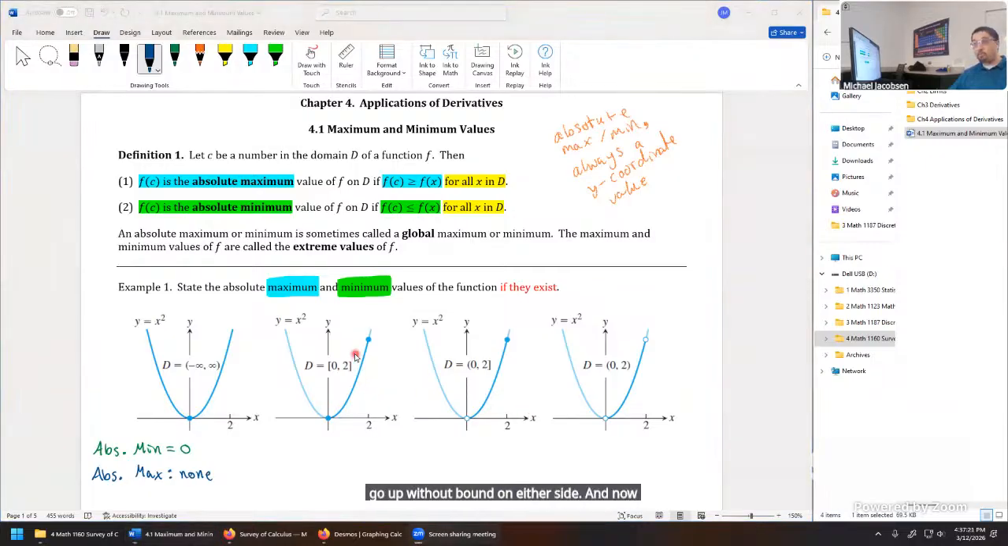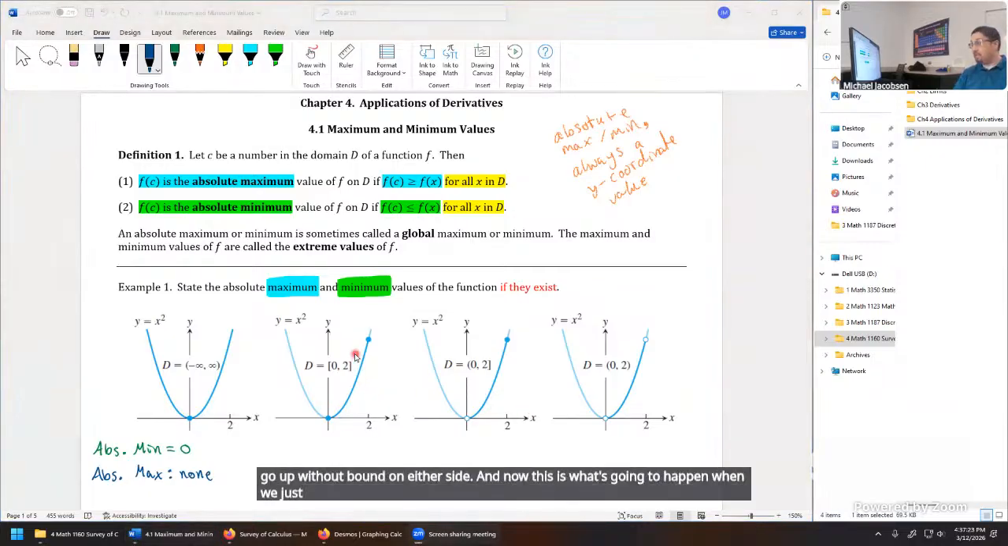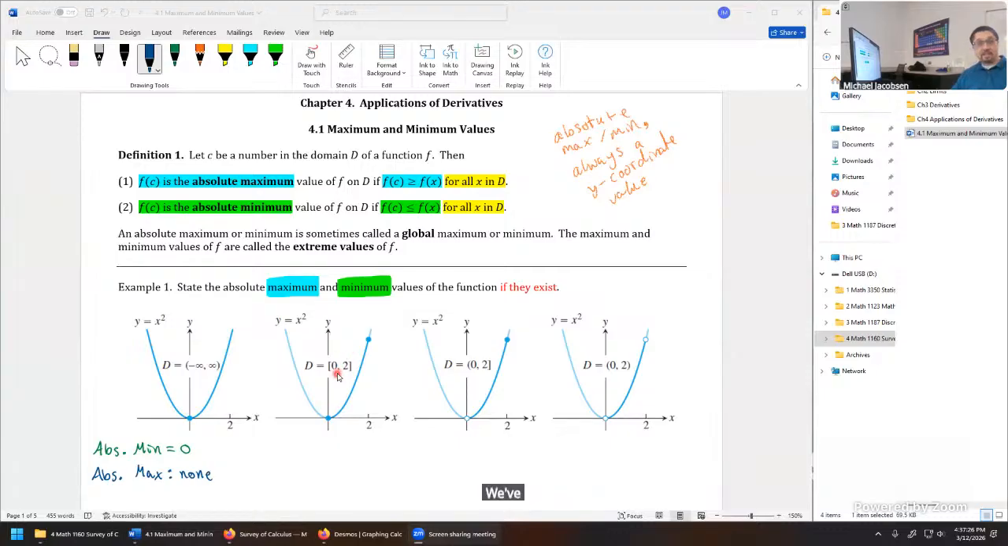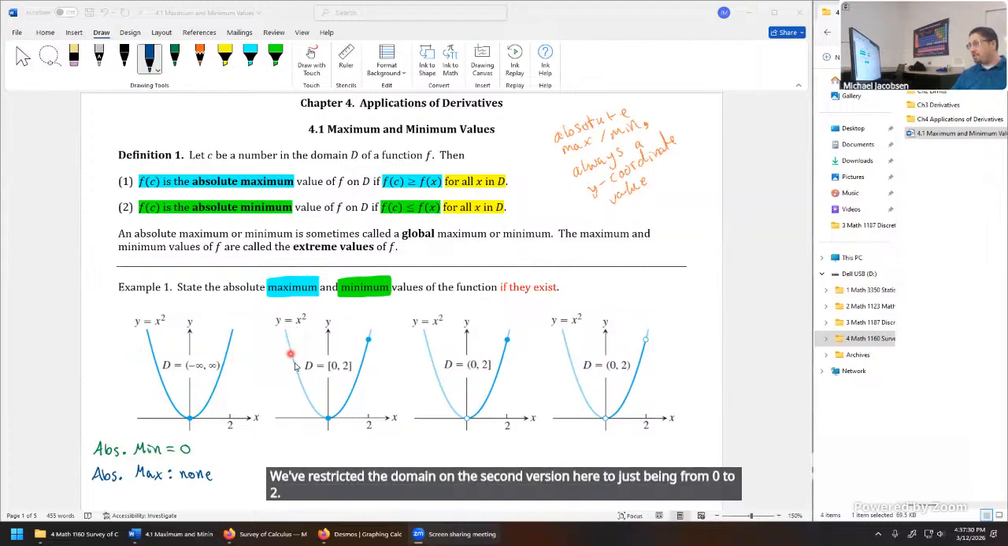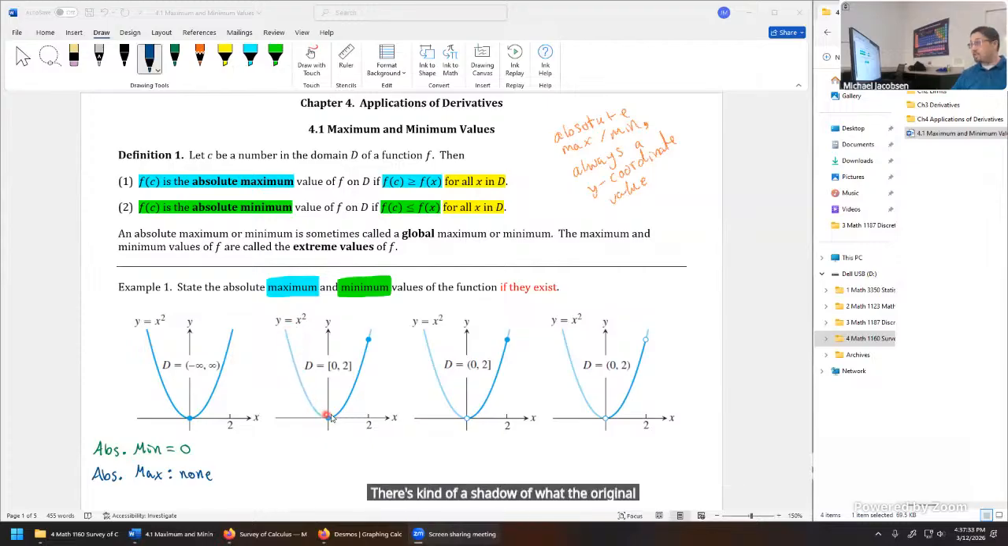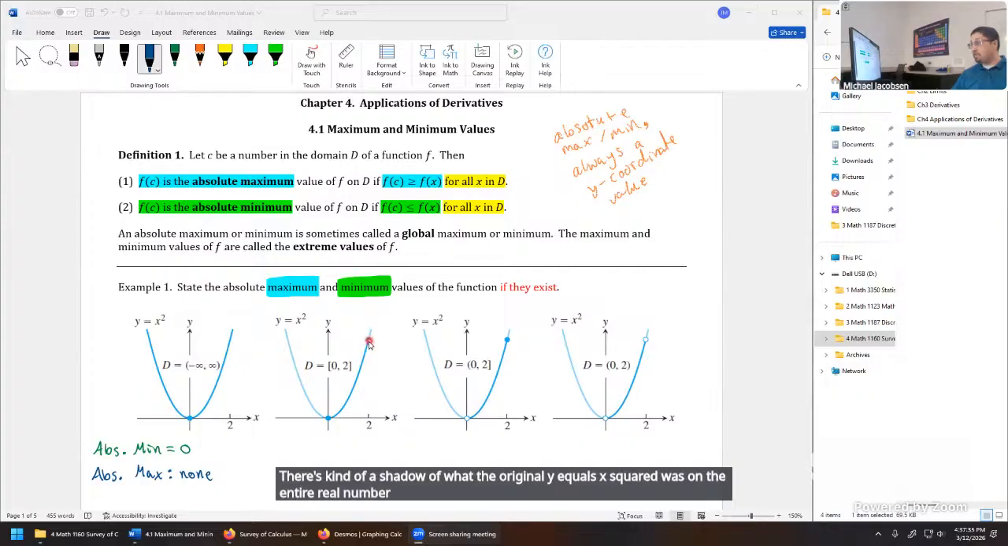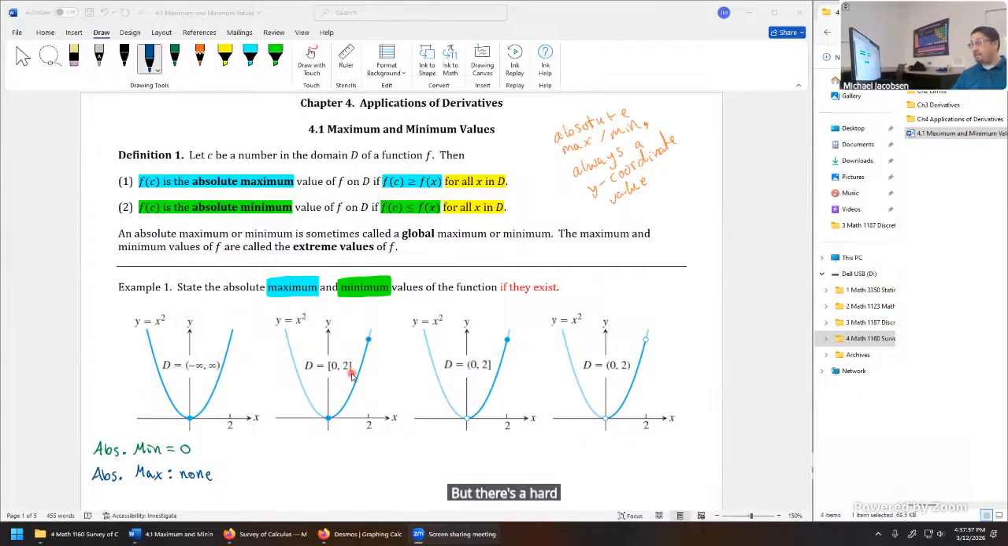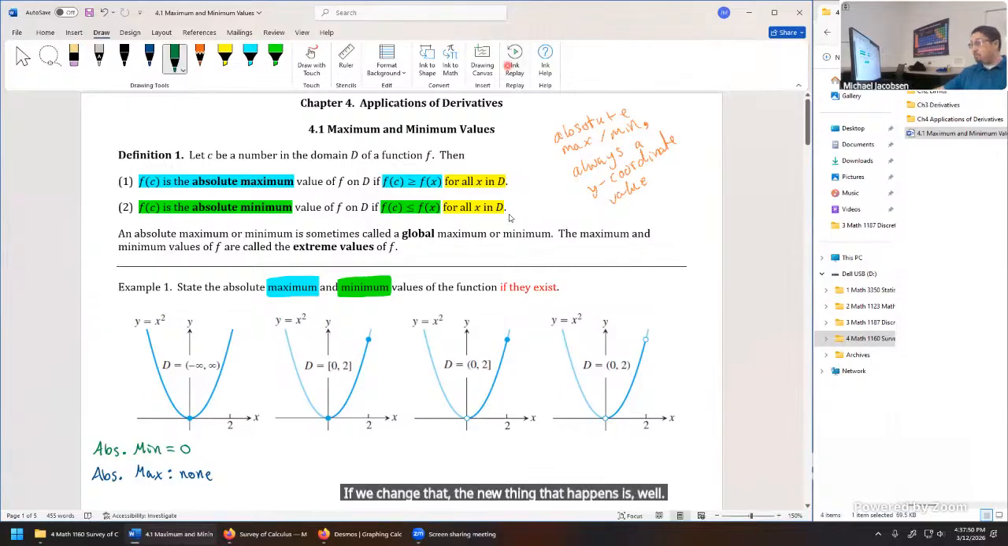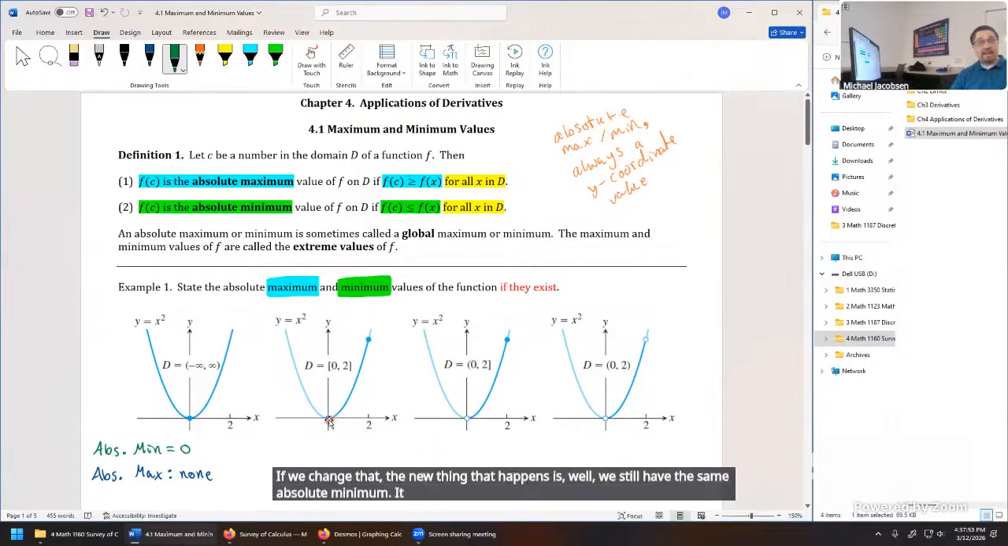And now this is what's going to happen when we just change the domain. We've restricted the domain on the second version here to just being from 0 to 2. There's kind of a shadow of what the original y equals x squared was on the entire real number line. But there's a hard cap right here to go with that interval being closed at the 2. There's a hard dot right here to go with that lower bound being 0. If we change that, the new thing that happens is, well, we still have the same absolute minimum. It's right here at height 0.